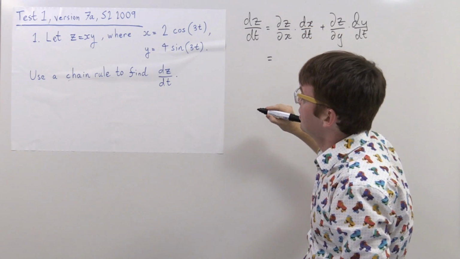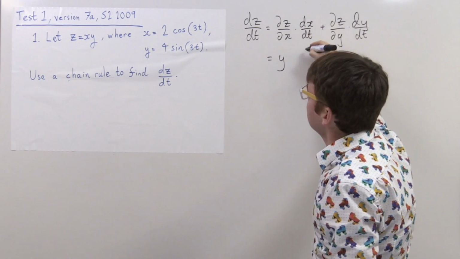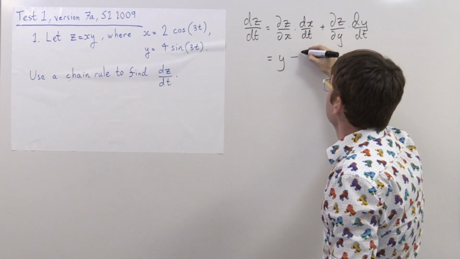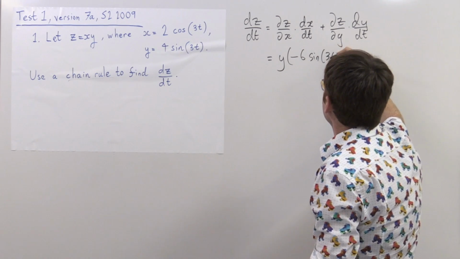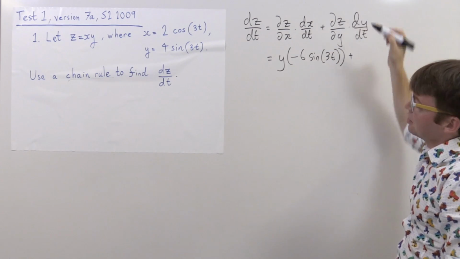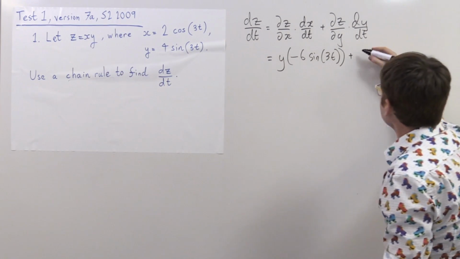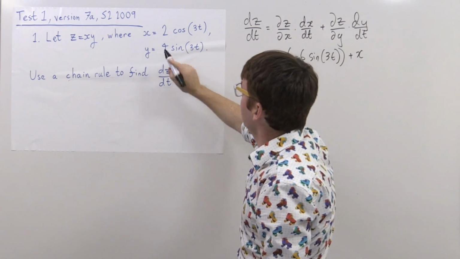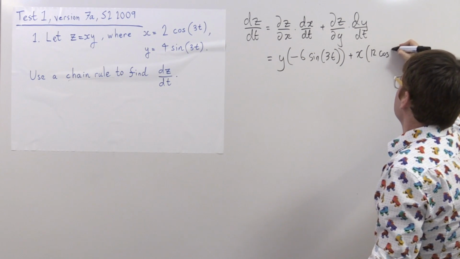dz/dx is just y, treating y as a constant. dx/dt gives me, see, cos goes to negative sine, so that's negative 6 sine of 3t. And over here I have the partial derivative of z with respect to y, which leaves me with x, times dy/dt, and that gives me 12 cos of 3t.